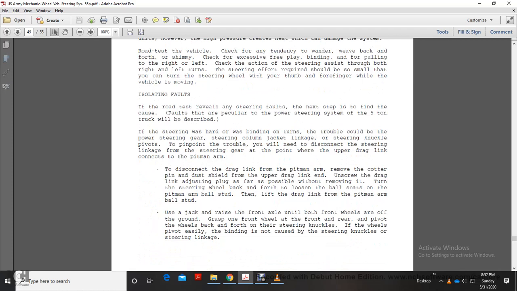Isolating faults. If the road test reveals any steering fault, the next step is to find the cause of the fault. The power steering system of a four-wheel-drive truck will be described. If the steering is hard, but there is no binding, the trouble could be from the power steering gear, the steering column jacket, or the linkage. The steering knuckle pivots are the way to pinpoint the trouble. You will need to disconnect the steering linkage from the steering gear at the upper drag link connection with the pitman arm.